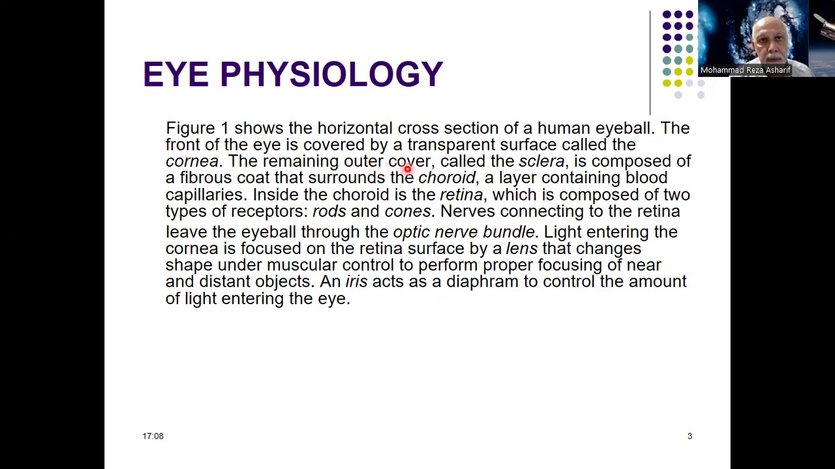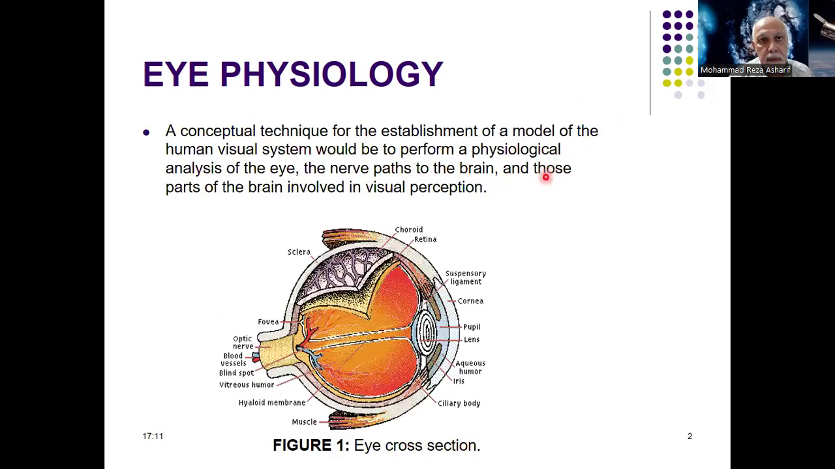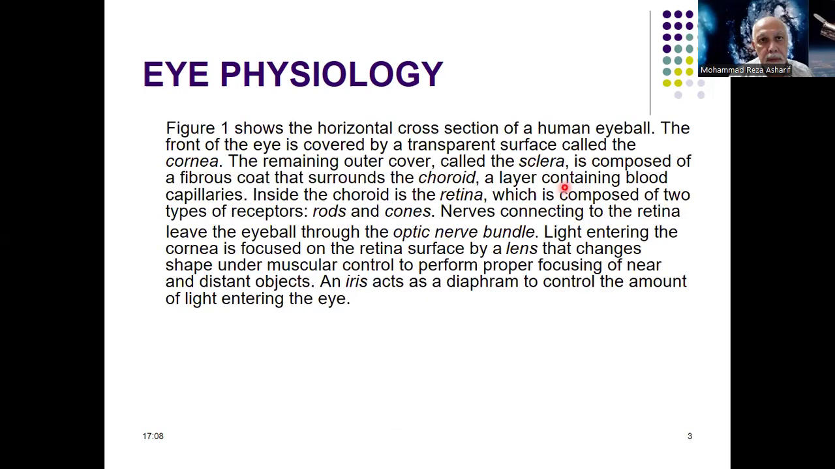The remaining outer cover is called sclera. Here is sclera. Yeah, it's the hard part of the eye. It's composed of fibrous coats that surround the choroid, a layer containing blood capillaries. Inside the choroid is retina.